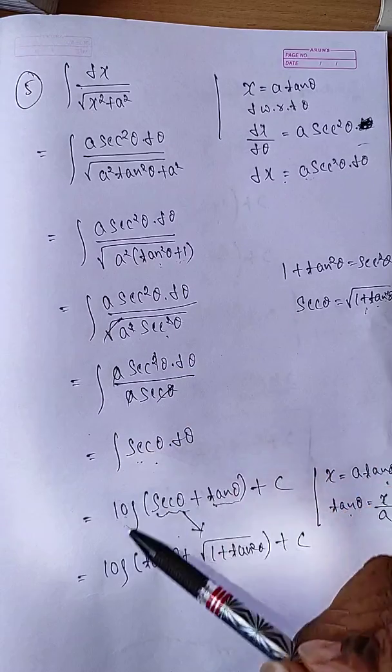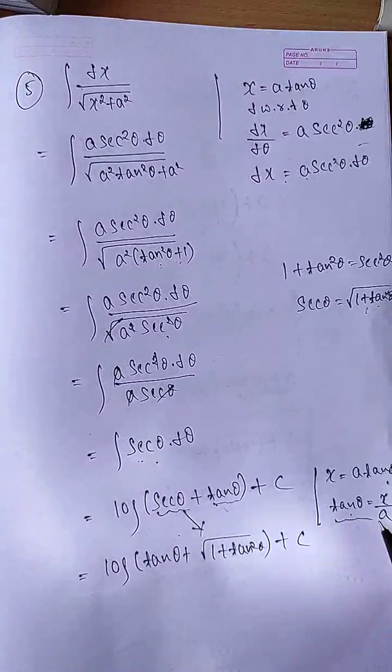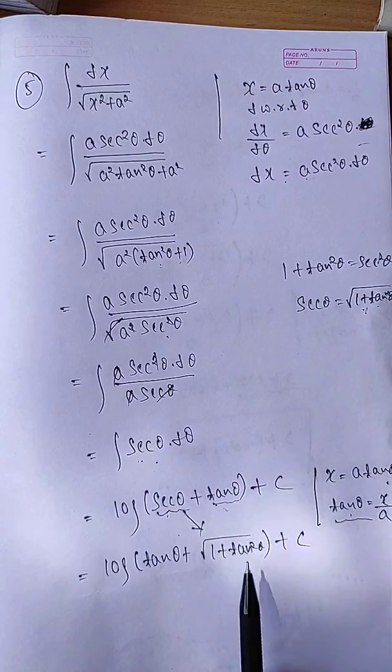What is the integration of secant theta? It is log of secant theta plus tan theta. So we are substituting in the form of tan theta. Here we have a secant theta. The secant theta is replaced as root of 1 plus tan square theta.